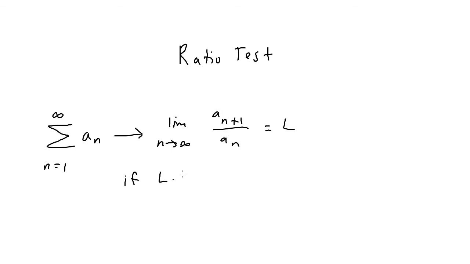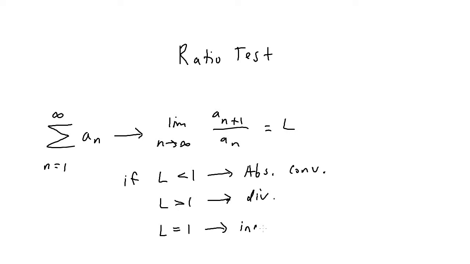If L is less than 1, then the series from 1 to infinity of a sub n is absolutely convergent, and therefore it is convergent. If L is greater than 1, then the series is divergent, and if L is exactly equal to 1, then it is inconclusive. And we cannot make any conclusion about whether the series converges or diverges using the ratio test, so we have to switch to another test.